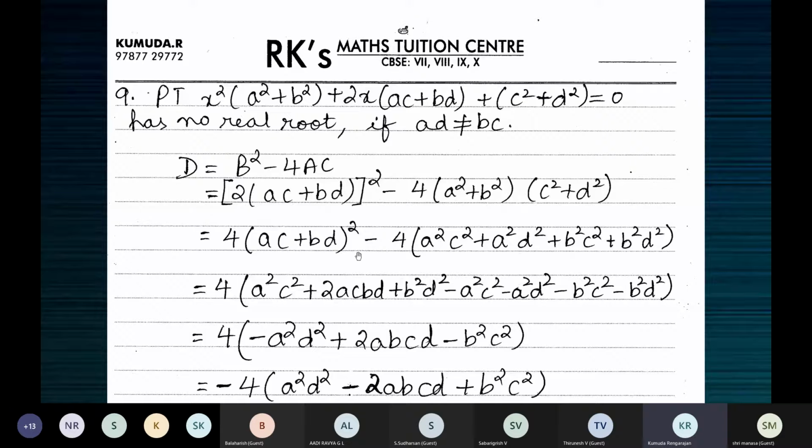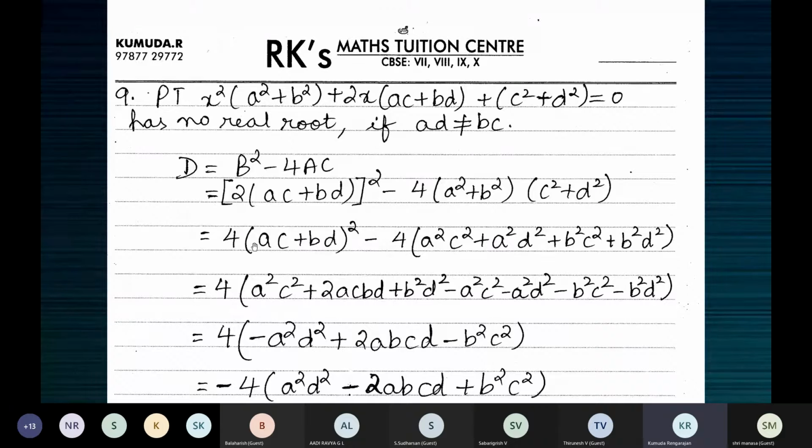You should not divide by 4 throughout. You can only take out 4 common. If it's an equation and there is 4 common, you can divide by 4 throughout. In an equation, you can divide throughout by 4. When you're working with an expression, you can only take out 4 common.